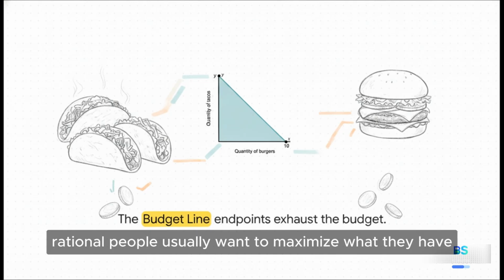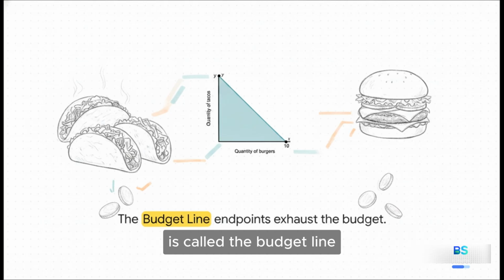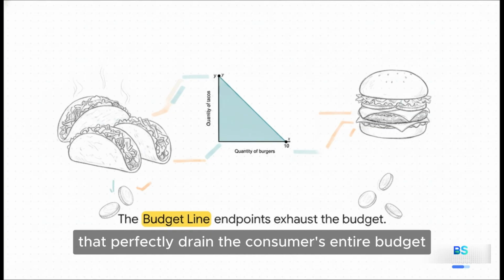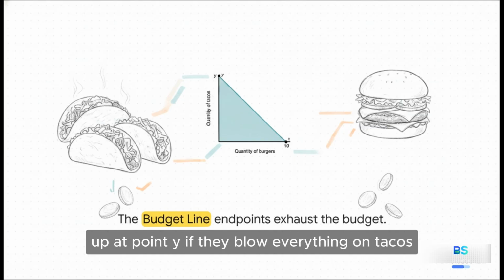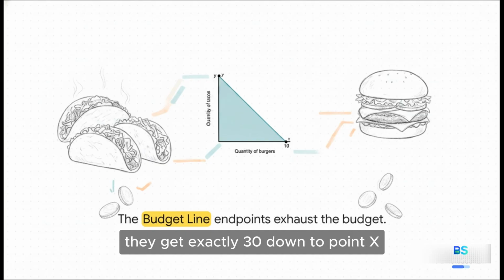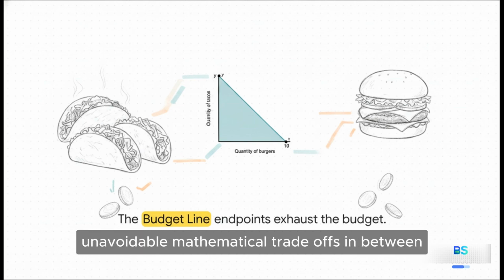But rational people usually want to maximize what they have. The absolute outer boundary of this affordable zone is called the budget line. This line represents combinations that perfectly drain the consumer's entire budget down to the last cent. Just look at the endpoints. Up at point Y, if they blow everything on tacos, they get exactly 30. Down to point X, if they spend it all on burgers, they get 10. That line connecting them shows the strict, unavoidable mathematical trade-offs in between.